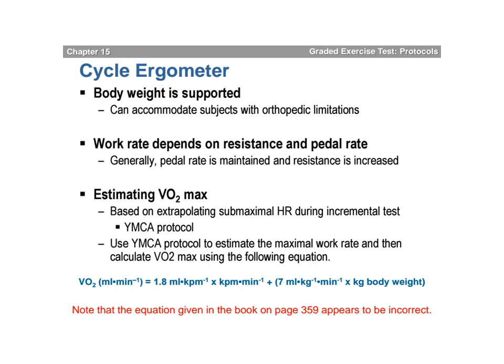We can estimate VO2 max based on extrapolating a submaximal heart rate during an incremental test, and one of the most popular protocols is called the YMCA protocol. We can use the YMCA protocol to estimate maximal work rate and then calculate VO2 max using the following equation. Now, I believe this is the correct equation. I found this within a different part of this chapter. The one that's actually given on page 359 doesn't appear to work. It seems to be incorrect. This, however, is the correct equation here.